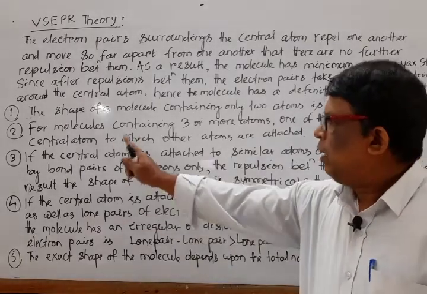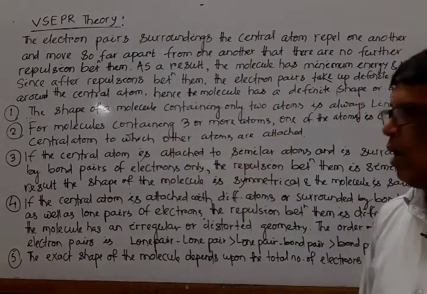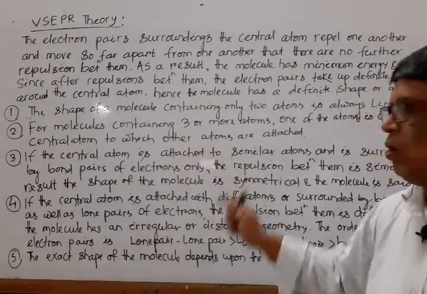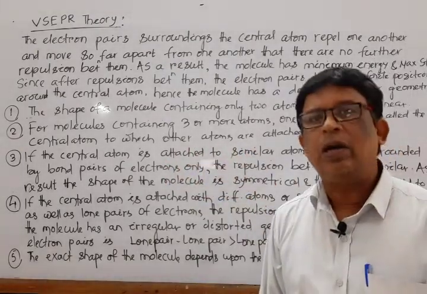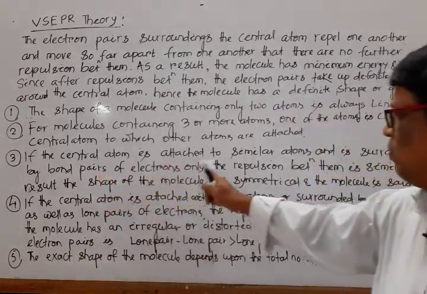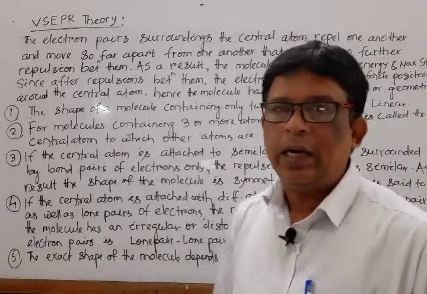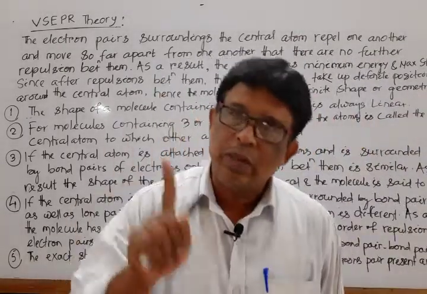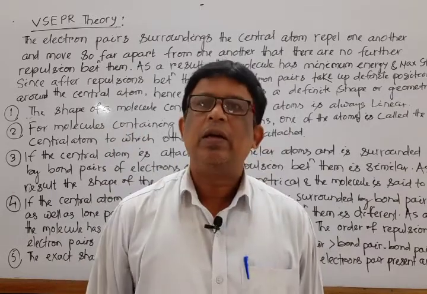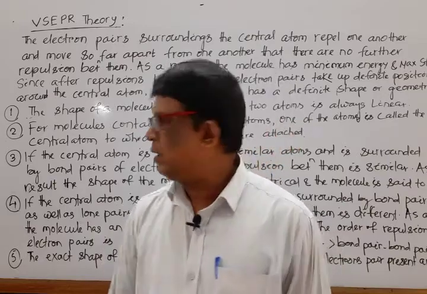Point 2: if a molecule contains three or more atoms, then among them one is known as the central atom to which the other atoms are linked or attached. Next point: if the central atom, I repeat again, is attached to similar atoms and they contain only bond pairs, then the predicted or expected geometry is linear. Mark that.